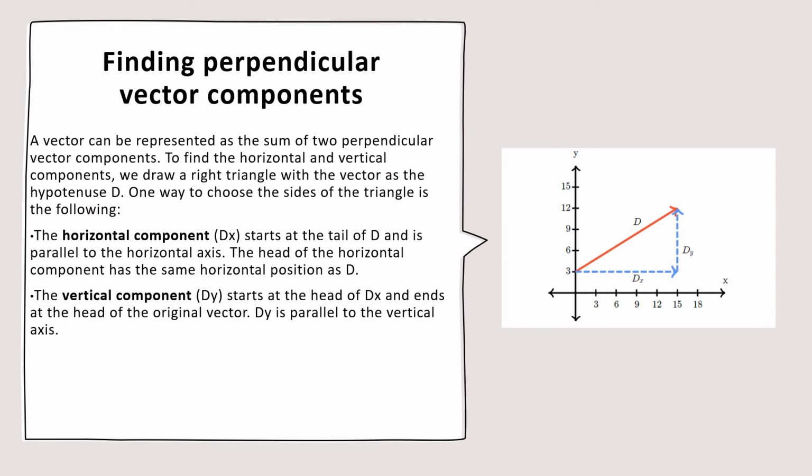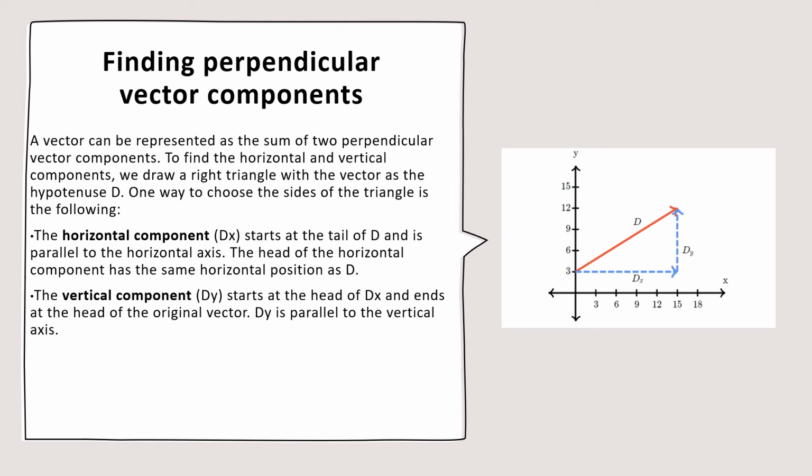Finding perpendicular vector components. A vector can be represented as the sum of two perpendicular vector components. To find the horizontal and vertical components, we draw a right triangle with the vector as the hypotenuse D. One way to choose the sides of the triangle is the following. First, the horizontal component D sub x starts at the tail of D and is parallel to the horizontal axis. The head of the horizontal component has the same horizontal position as D.